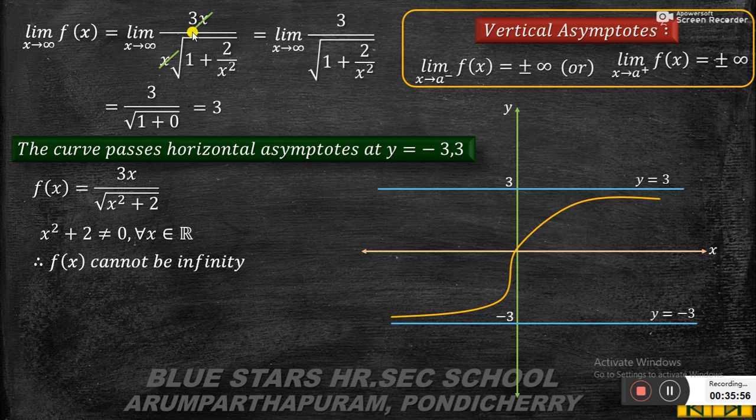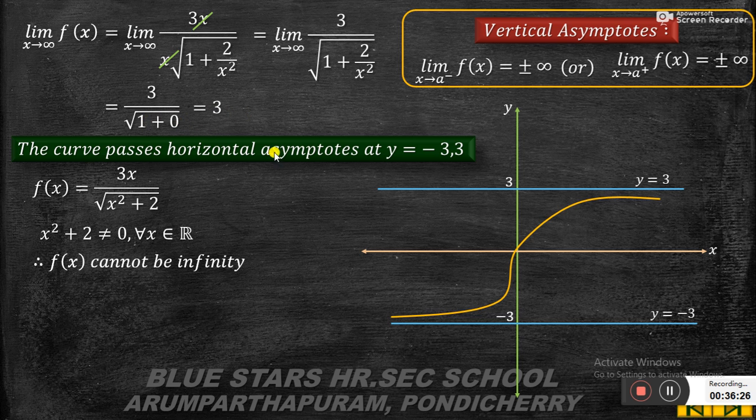So I write 3x by, here for mod x I write plus x, because x tends to infinity represents the right hand limit. So the right limit of mod x is plus x, the left limit of mod x is minus x. So here I take plus infinity, the positive, so x cancelled. 3 by square root of 1 plus 2 by x square. Next I substitute x equal to infinity, so 1 by infinity is 0, so 1 plus 0, 3 equals 3.